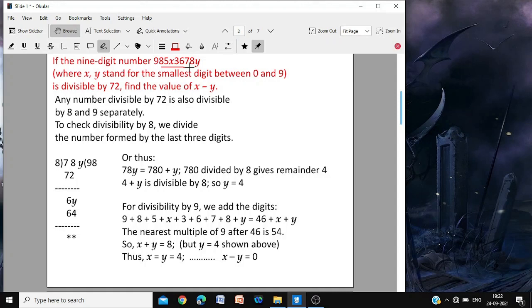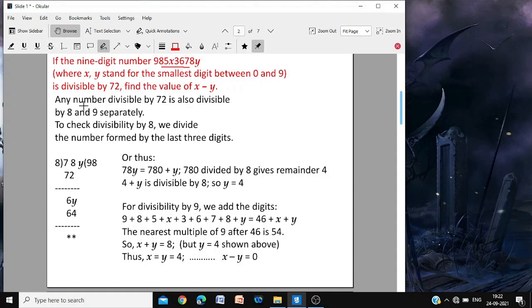The 9-digit number is 985, then one digit X, 3678, and one more digit Y, where X and Y stand for the smallest possible digit between 0 and 9. If this number is divisible by 72, find the value of X minus Y.